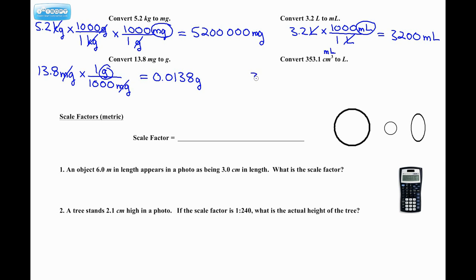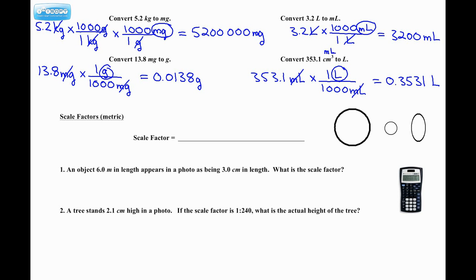So 353.1 milliliters, same thing, times, and I want to go to liters. Well, I can do that in one step. I know there are 1,000 milliliters in a liter, so the 1,000 goes down here. Otherwise, the units don't cancel. So the milliliters are gone. I'm left with liters. So to work this out, times 1 over 1,000, or just divide by 1,000, same thing, and you get 0.3531, and this is now liters.